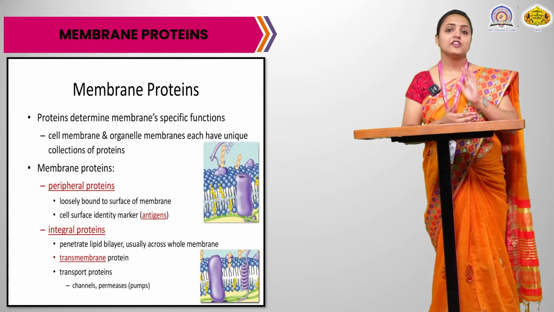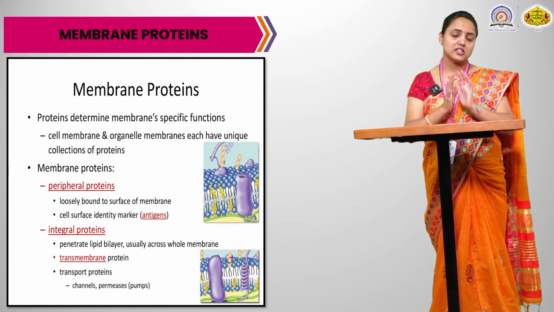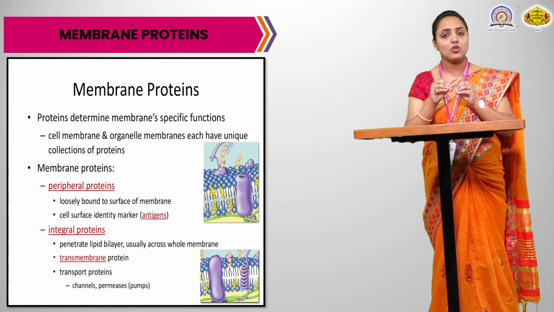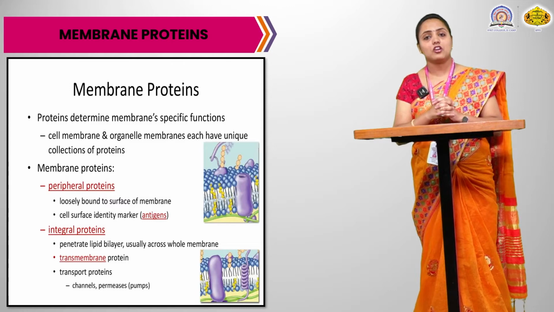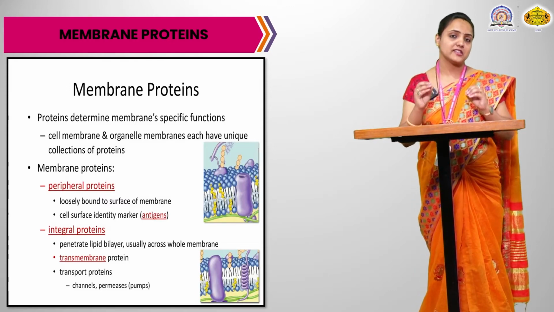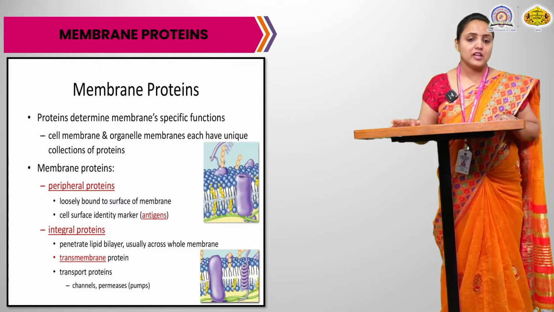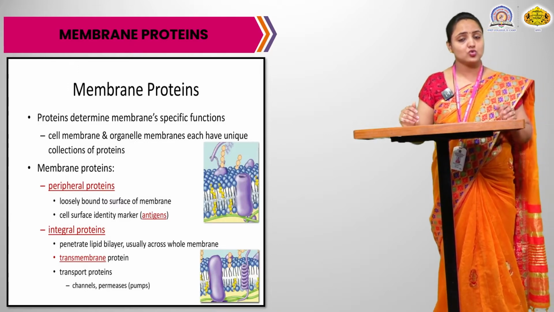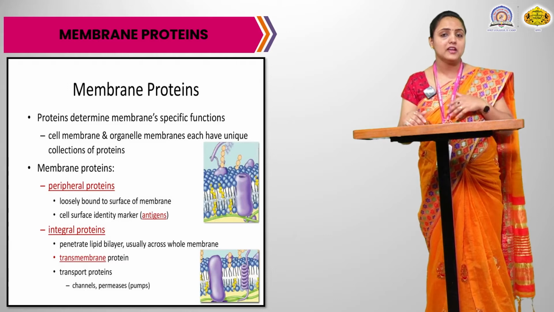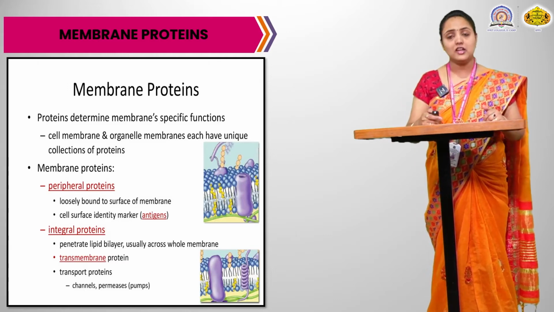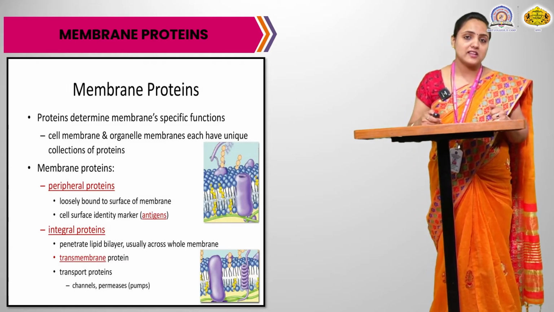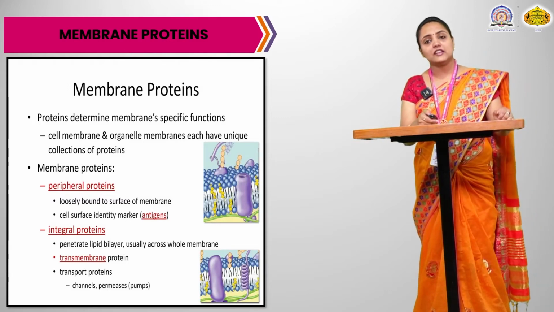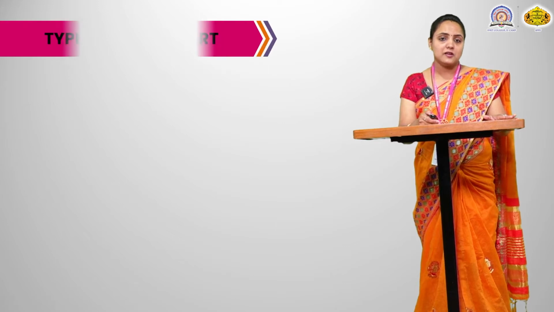So the peripheral protein is seen on every cell, and that is the identifying quality of any organism or any eukaryotic cell. Integral proteins penetrate the lipid bilayer, and usually cross the whole membrane. They are the transmembrane proteins and transport proteins, that is, the channels and permeases, the porins, and pumps. All of them are integral proteins.